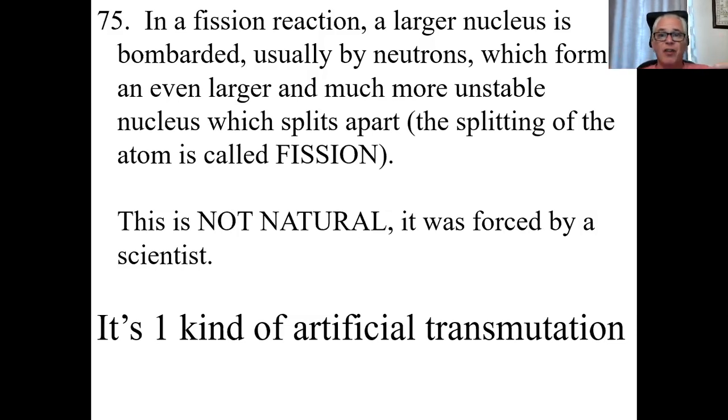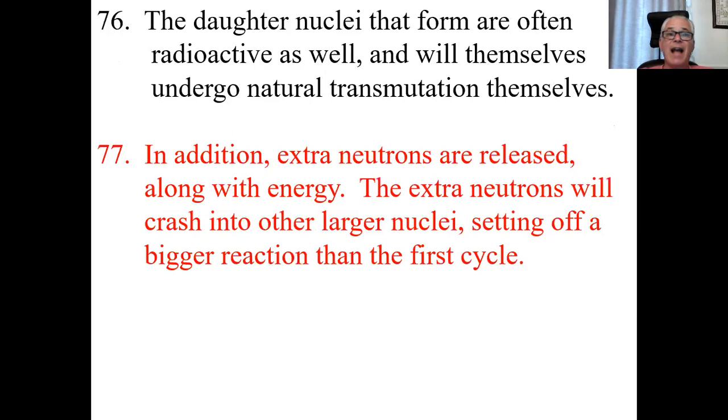Where are you going to get neutrons? Where are you going to get uranium? And where are you going to get enough? This is not anything to be afraid of right here, because it's not going to happen. And it's called artificial transmutation because it's not natural.